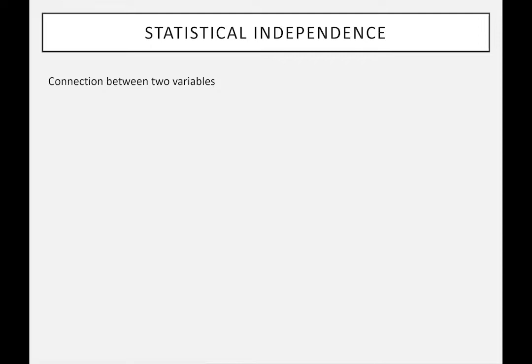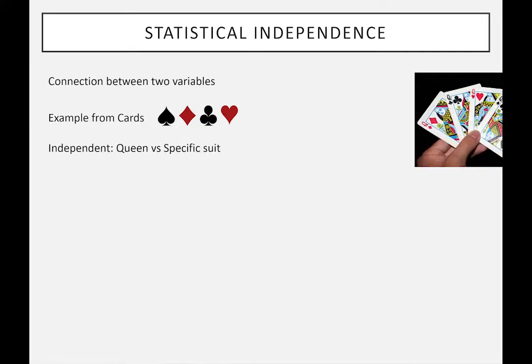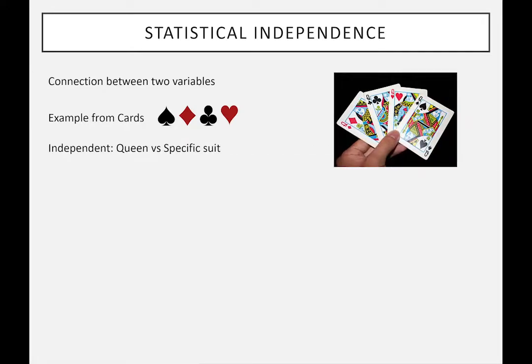to now look at the idea of statistical independence, distinct from political independence. Statistical independence refers to the connection between two variables. And I'm going to use the example from cards, playing cards, 52 cards in a deck. And we've got spades, diamonds, clubs, and hearts. And imagine that I'm looking at, say, a queen.